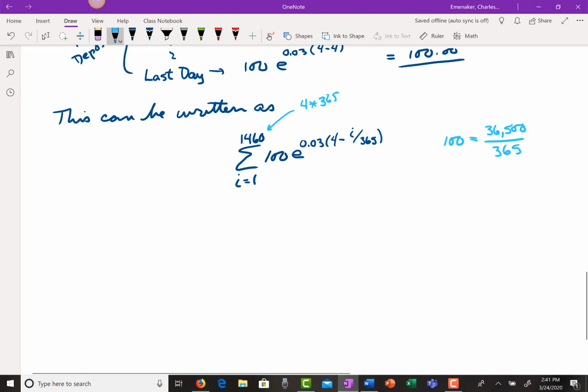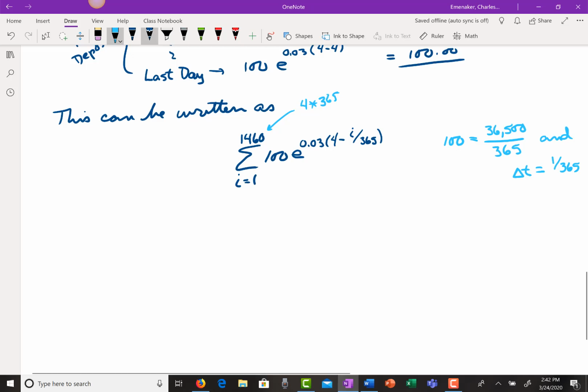Okay? And I'm going to put down the delta t, change in time, is 1 over 365. The amount of change is 1 day for each deposit. So the change in time is going to be 1/365th of a year.